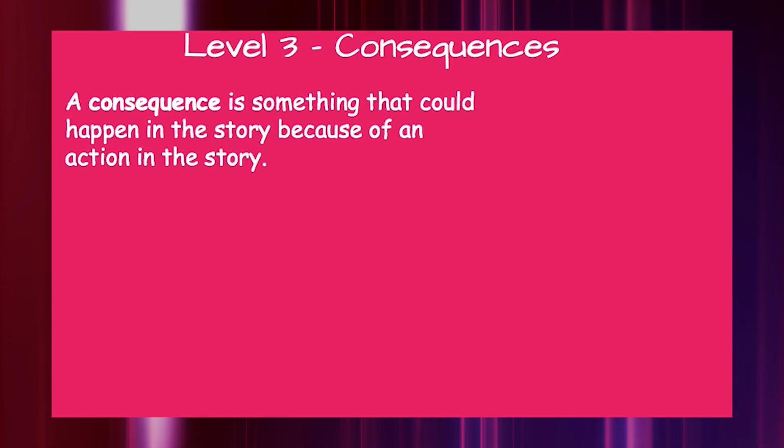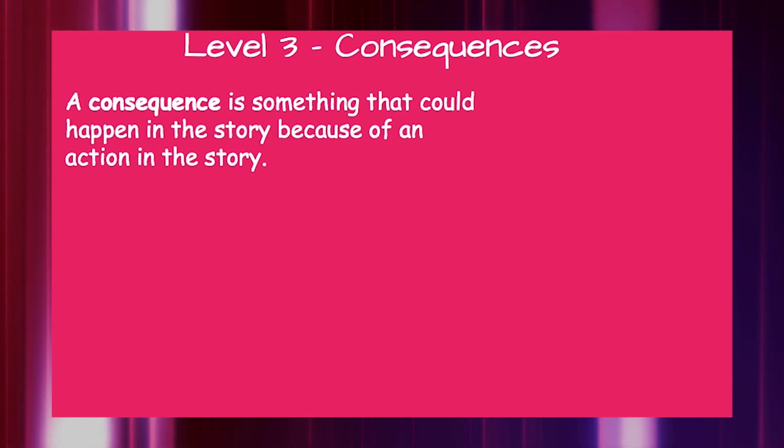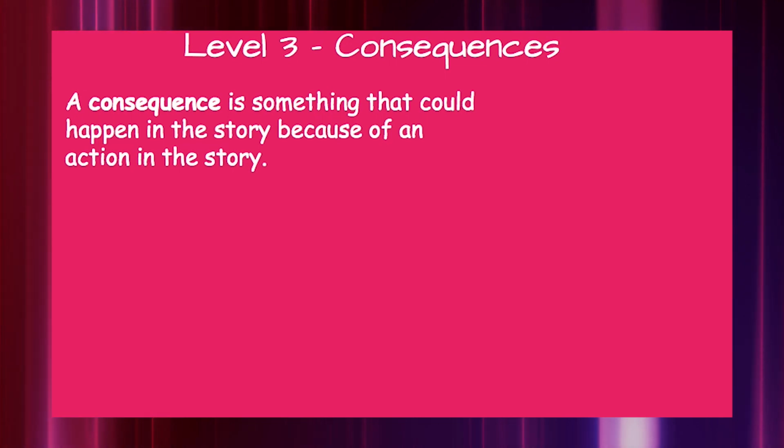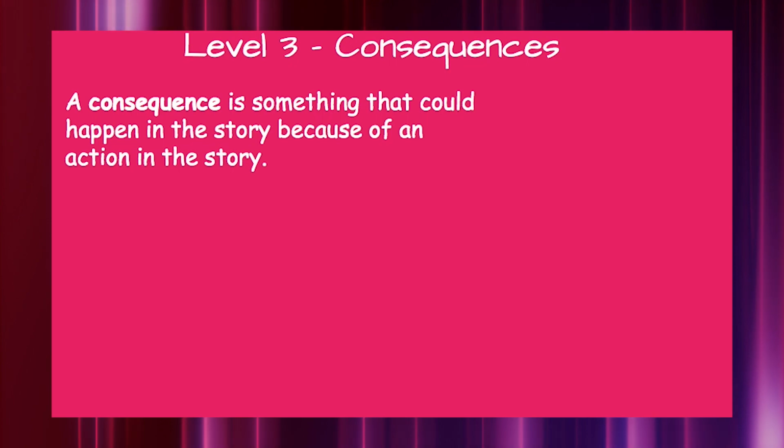Level 3, consequences. For level 3, we are going to think about the consequences of a possible future action. A consequence is something that could happen in the story because of an action in the story. The author gives clues to what might happen later in the story. Let's look at this page.